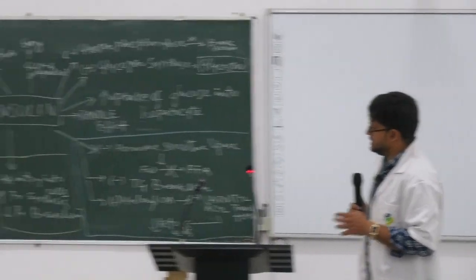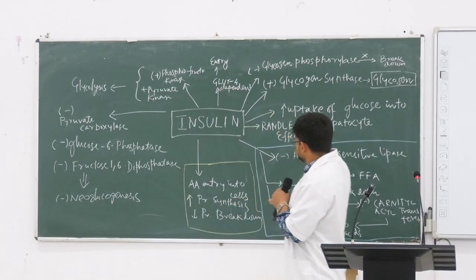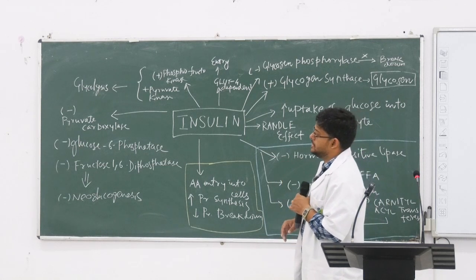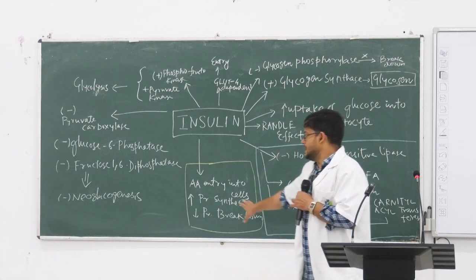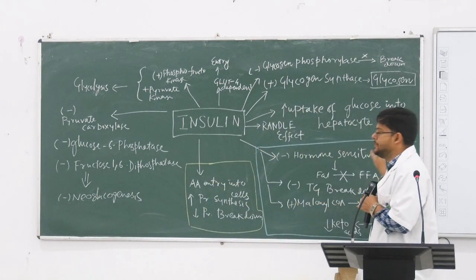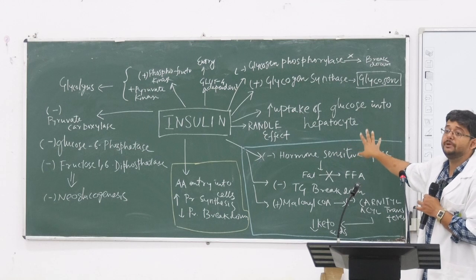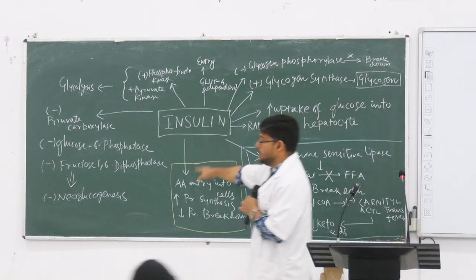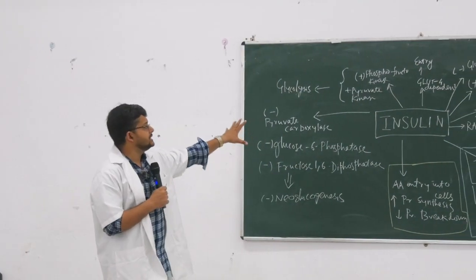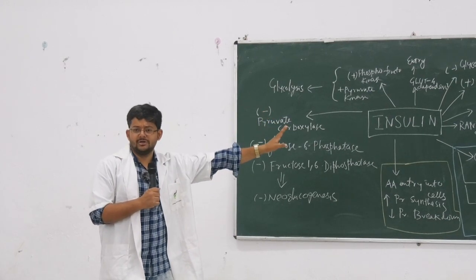So on the picture on the board, this is insulin. The majority of insulin action is on carbohydrate metabolism. But it has significant effect on protein metabolism and significant effect on lipid metabolism too. Whichever is in the blue box, that is lipid metabolism. Whichever is in the yellow box, that is protein metabolism. I'll explain. And whichever is out of the box, that is carbohydrate metabolism.